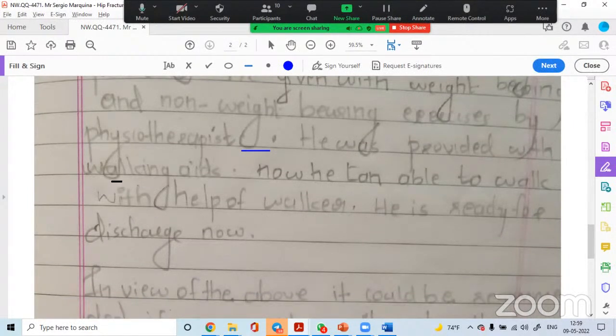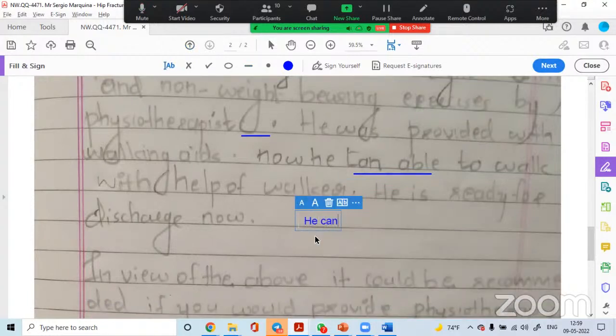Was provided with the walking aids. Now he can able to walk. He can able. Can means able. Able means can. Why two things? He can walk or he is able to walk. So write like that. Don't mix up. There are people who are saying "can able to". Don't mess up things. You can write he can walk or he is able to walk. Can means able only.